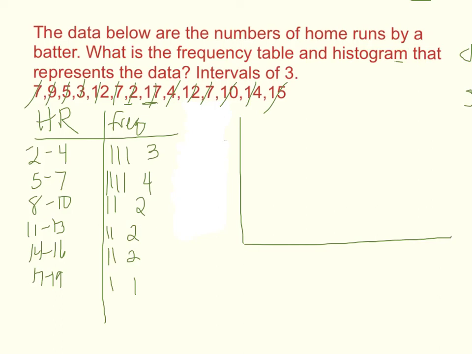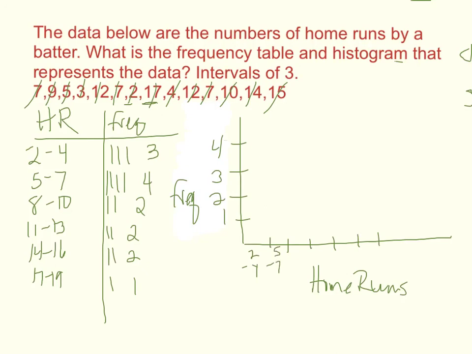All right, and my highest number is 4. So I have 1, 2, 3, and 4. This is frequency, so make sure you label your graph. This is home runs. All right, and I have 6 intervals. So this is 2 to 4, 5 to 7, 8 to 10, 11 to 13, 14 to 16, and 17 to 19.